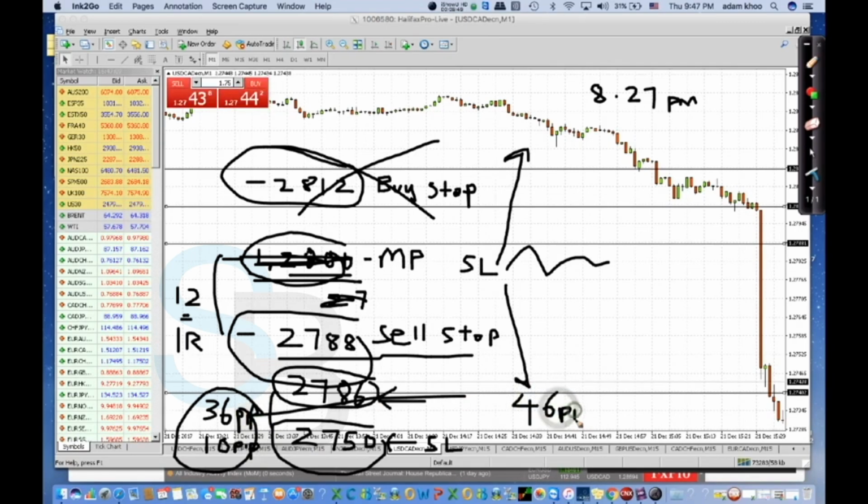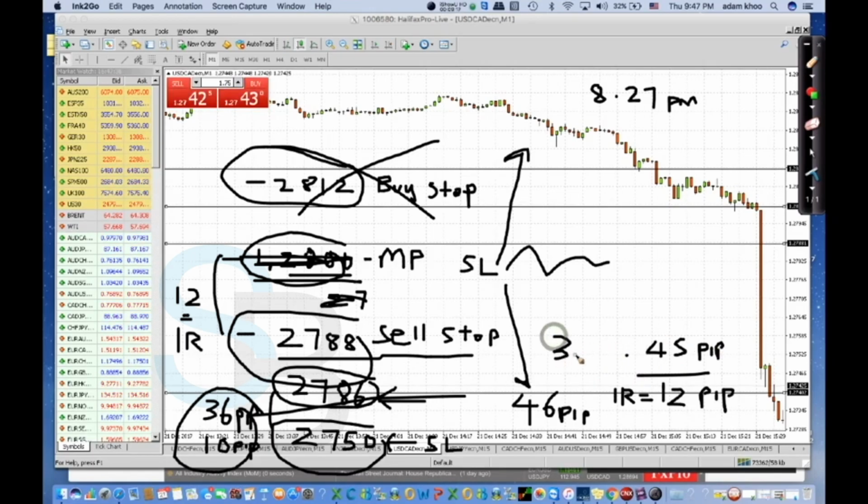Well, actually not exactly 46, it was actually 45 pips. So I captured 45 pips by risking 12 pips. So again, 12 pips represents my 1R, my risk per trade. I was risking 2% of my capital and I made 45 divided by 12, which is about 3.75R. So I risk 1 to make 3.75. So that's a great trade.